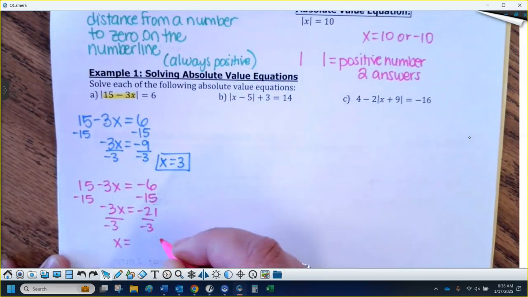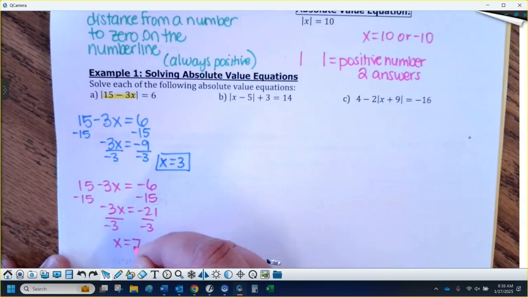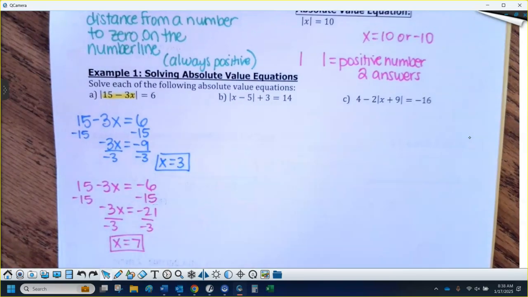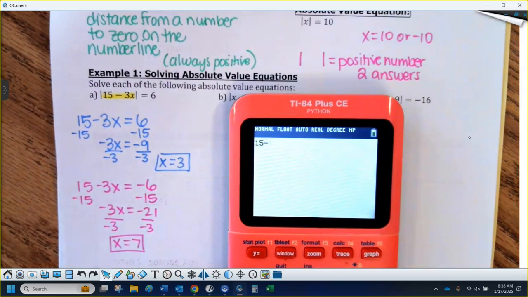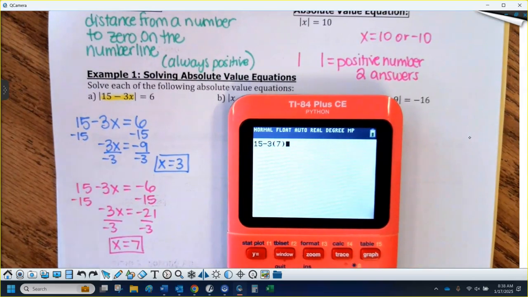And negative divided by a negative is always positive, so that would be 7. So what that means is if I plug in 7, like if you guys look back at that original problem real quick, if I plug in 15 minus 3 times 7, that would go in the absolute value.